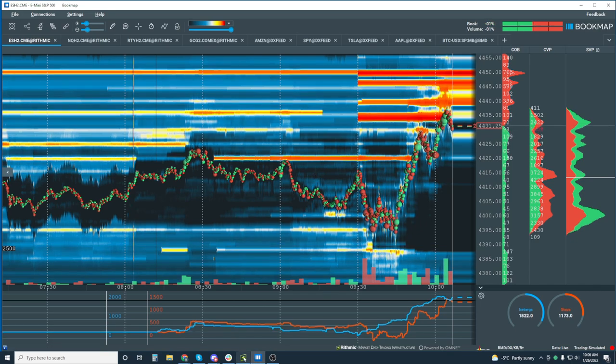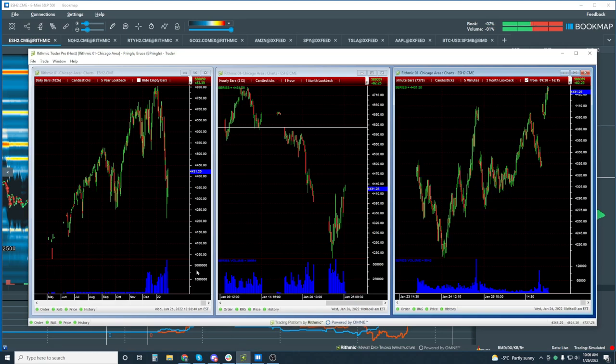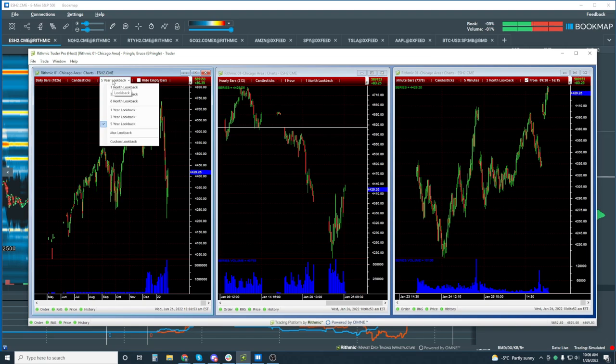And then let's just take a look at our higher time frame here. On the daily chart, this is a daily here. And we just had this massive wick here on the daily. I need to maybe have less bars in here. Hold on a minute.